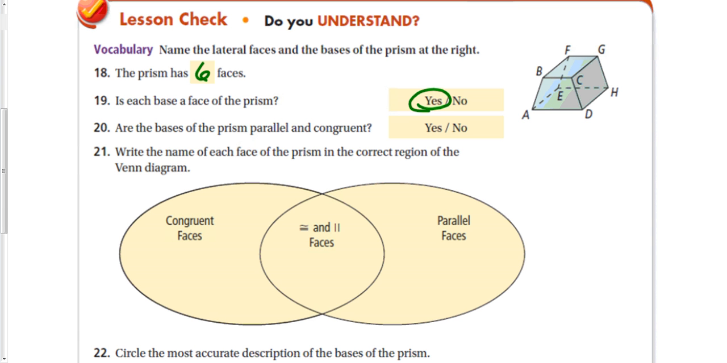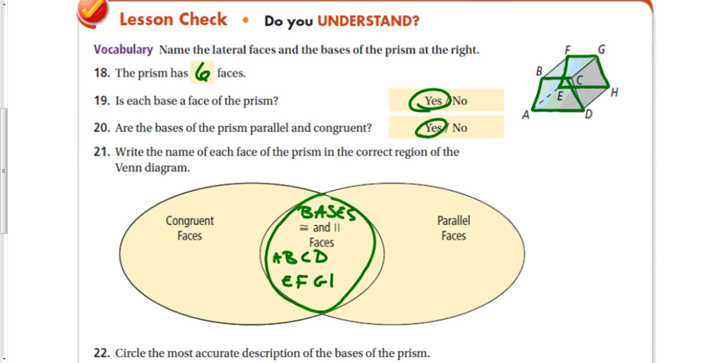And are the bases of the prism parallel and congruent? Well, what shape is my base? And again, we want them parallel and congruent. This is actually the same figure we just looked at, and that shape is my base, along with this one in the back, and those two are congruent and parallel. So write the name of each face of the prism in the correct region of the Venn diagram. I'm going to start with the congruent and parallel faces. That's otherwise known as the bases. So that's going to be the front, A, B, C, D. It's also going to be the back, which is E, F, G, H.